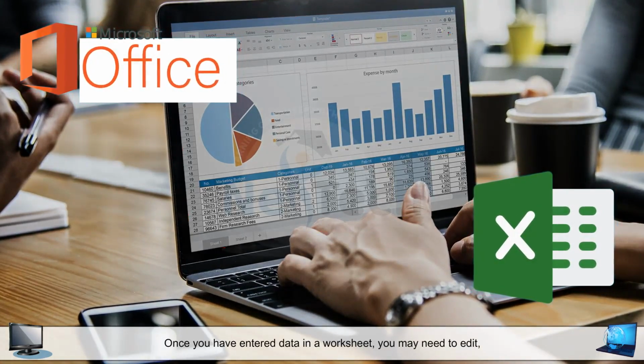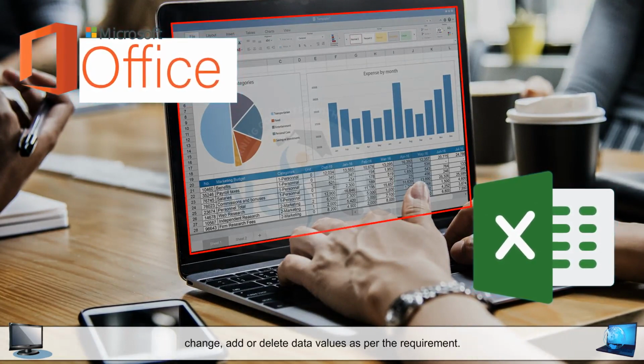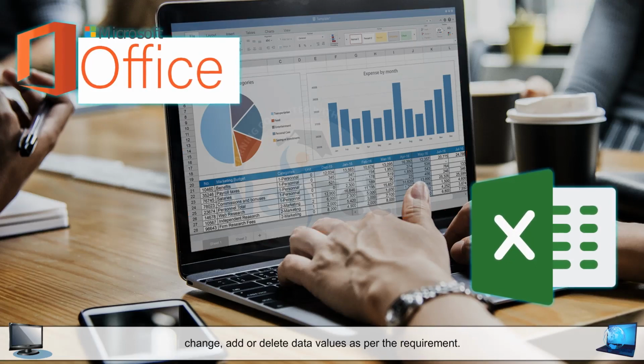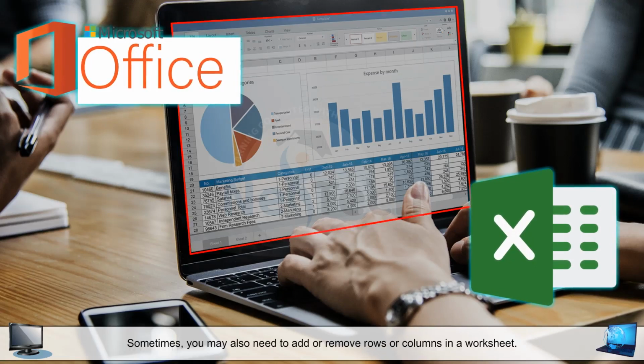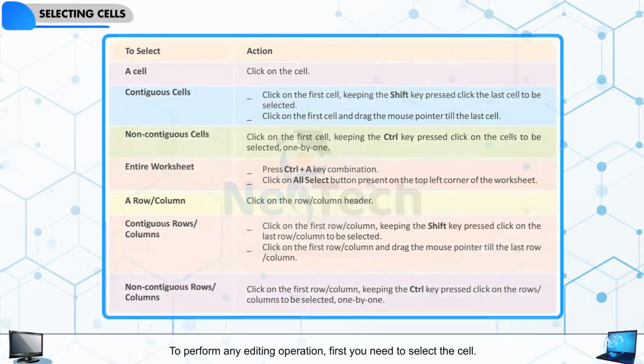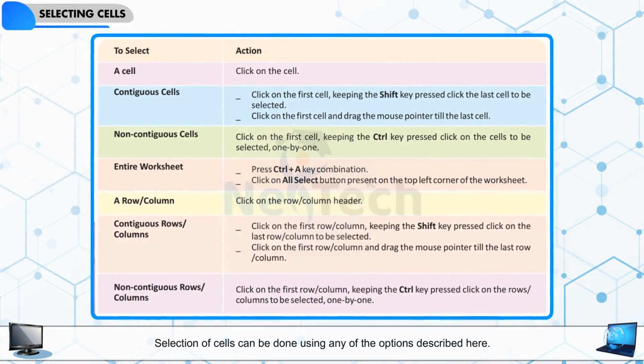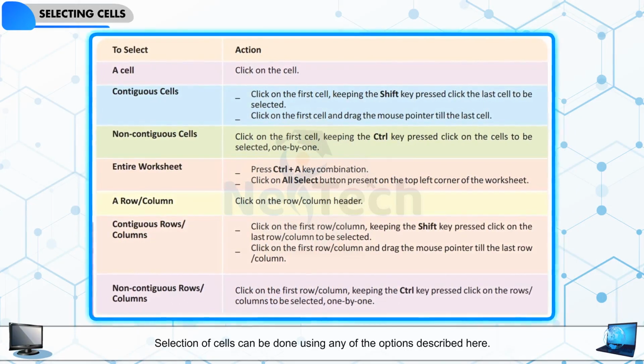Once you have entered data in a worksheet, you may need to edit, change, add, or delete data values as per the requirement. Sometimes you may also need to add or remove rows or columns in a worksheet. Selecting cells. To perform any editing operation, first you need to select the cell. Selection of cells can be done using any of the options described here.